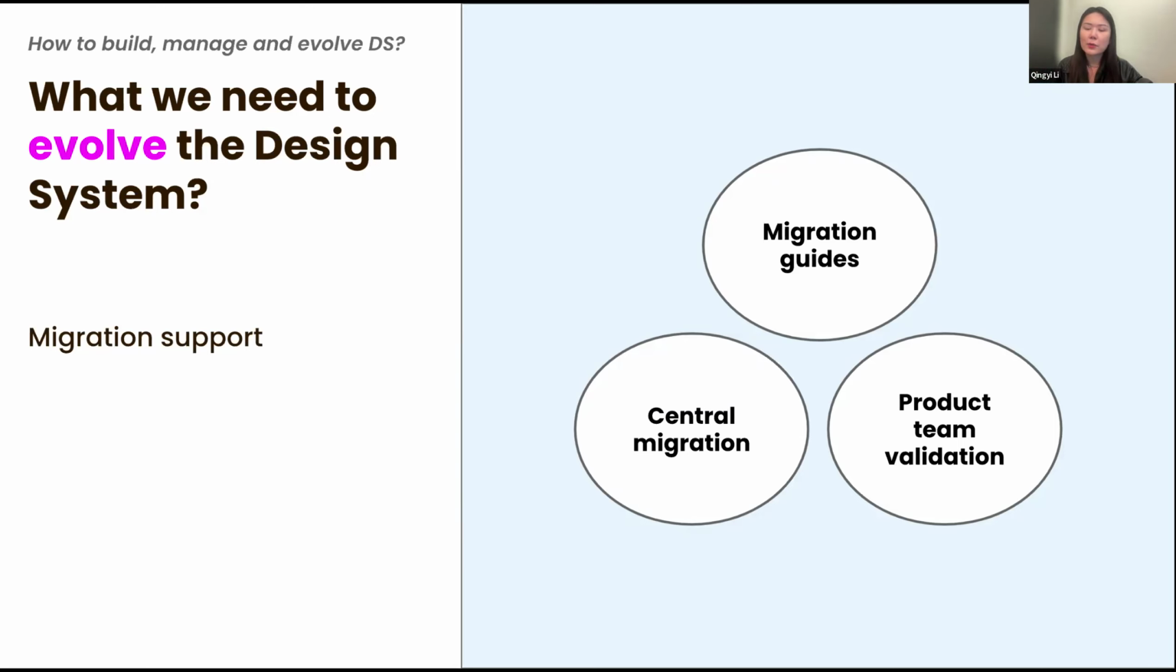It's best for the central team to provide help and suggest the best path forward for the product team. Then they can simply accept it or raise their request.